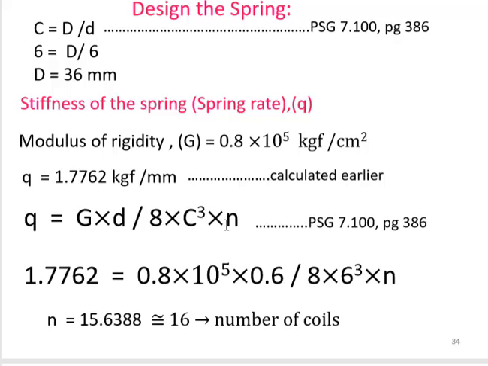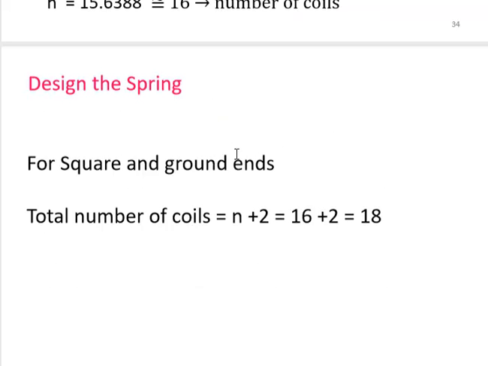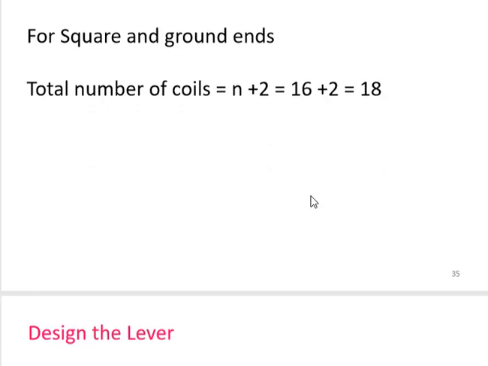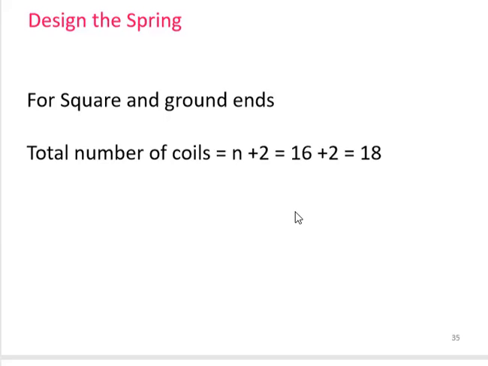The unknown in this particular formula of spring rate is N, and hence N, which is known as the number of coils, can be 16 after approximation. Now for square and ground ends, the total number of coils required for the spring is N plus 2, which is 16 plus 2, which turns out to be 18. By this point we have finished the design of the spring.